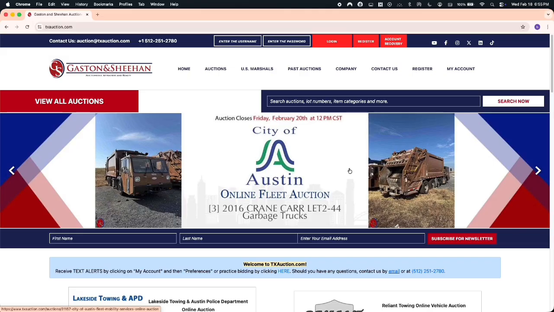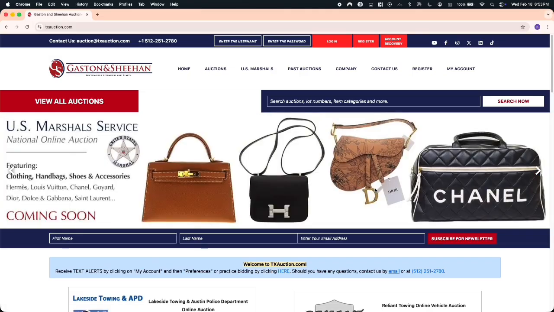Step five, place your bid. On auction day, you can bid online. If you win, you'll need to pay within the required time frame, usually very quickly.